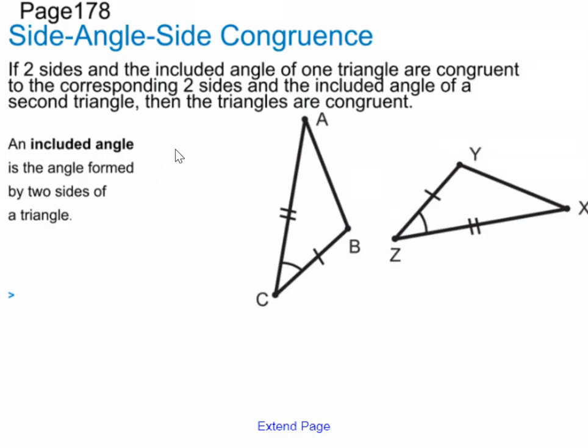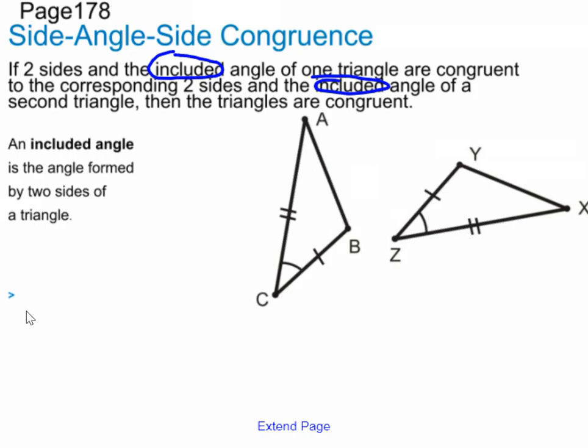Another one is side angle side. So here it is, if two sides and the included angle of one triangle are congruent to two corresponding sides and the included angle of the second triangle. And an included angle is the angle formed by two sides of a triangle. So the angle and the two sides would need to look like this. So the angle between the known sides has to be the same as the angle between the other known sides.